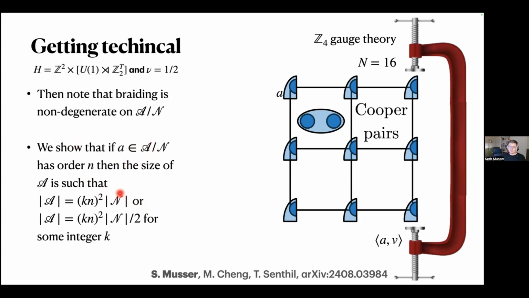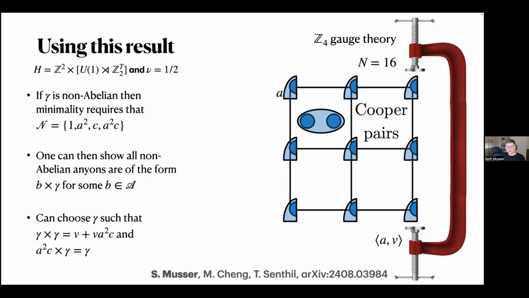And we're able to generalize a theorem of Tachikawa and Lee that if some anyon in A mod N has order integer n, then the size of A is given by a square times the order of N, or a square times the order of N divided by 2. And moreover, that square needs to be divisible by n squared. So that gives us a very powerful lower bound.